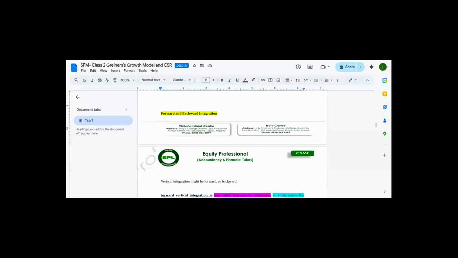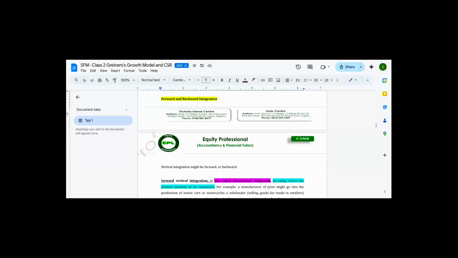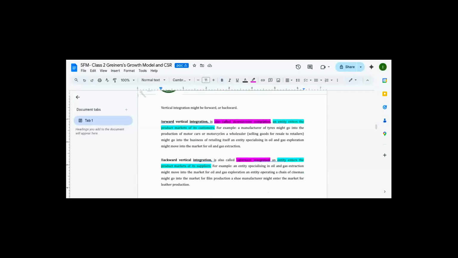But it's different from forward and backward integration. In forward integration, another name for it is downstream integration. It occurs when a company enters the product market of its customers. We enter the product market of our customers. That is what we call forward vertical integration.